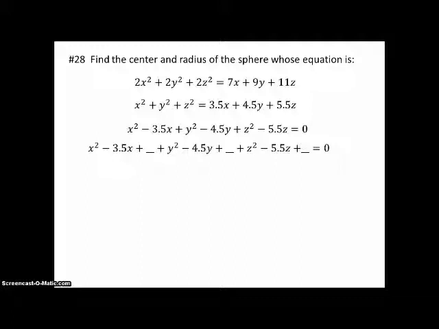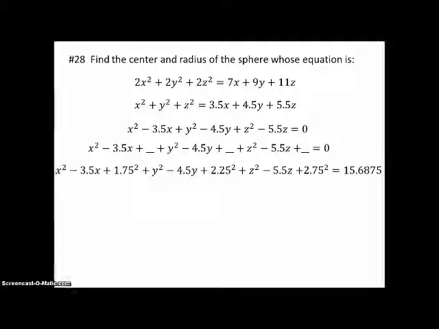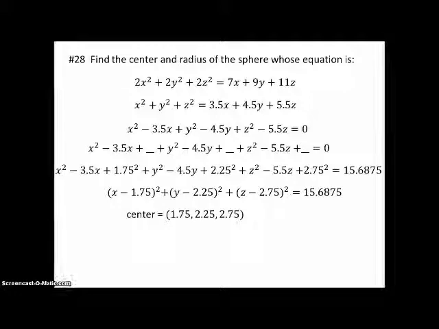So we take half of 3.5 and square it, half of 4.5 and square it, and half of 5.5 and square it, and then add the sum of those 3 things squared to the other side, which I thought might be a nice square, but it's not. Then we factor, and so pretty obviously then our center is 1.75, 2.25, and 2.75, and our radius is the square root of the quantity on the right, which is approximately 3.961.